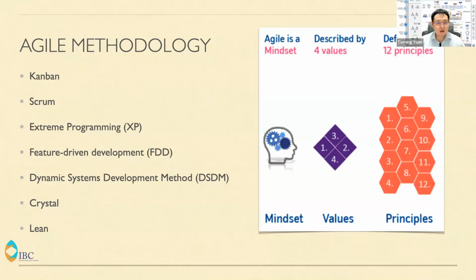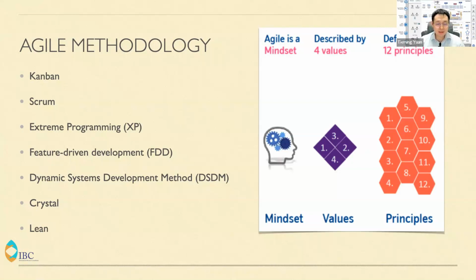So in Agile method, what is Agile? So Agile is a very big umbrella. Under Agile, there's Kanban, there's Scrum, there's extreme programming, there's feature-driven development, and many others. But we call all these Agile methods. So when someone asks you, what is Agile? You say Agile is a mindset governed by 12 principles. So I want you to remember this mindset, the 4 core values of Agile.